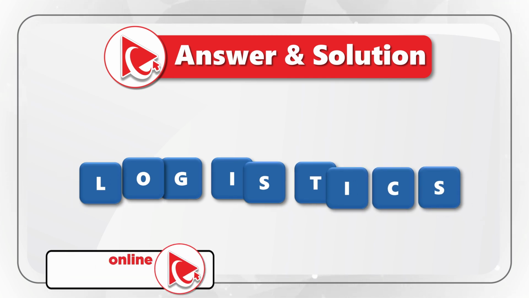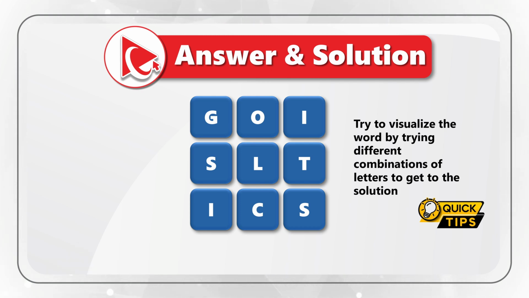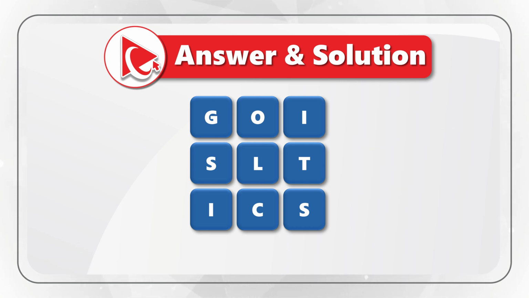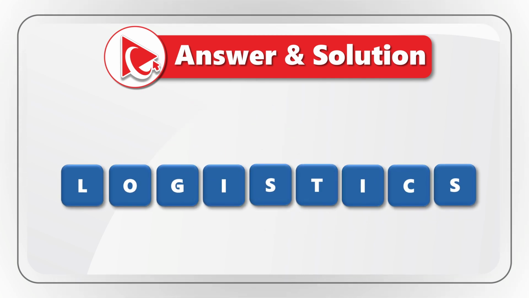L-O-G-I-S-T-I-C-S. To get better at solving these types of challenges, try to visualize the word and try different combinations. For example, if you look at the original 9 letters, you will see that if we start from the middle, you can start building the word L-O-G, and then you build the remainder of the word to get to the correct answer. Do you have any other tips, tricks, or techniques that can help you solve these types of challenges?